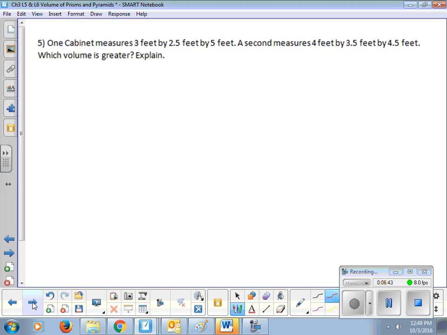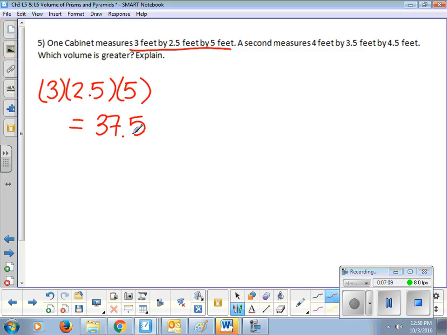Okay, for the last example, you are comparing your volumes. You want to know which one has a greater volume. For our first cabinet, we have cabinet 1. Length is 3, width is 2.5, and height is 5. When you multiply these three values, 3 times 2.5 times 5 gives us 37.5. So that would be feet cubed.